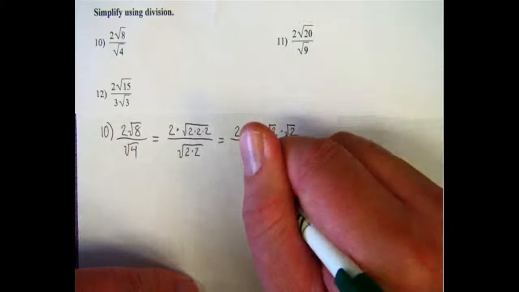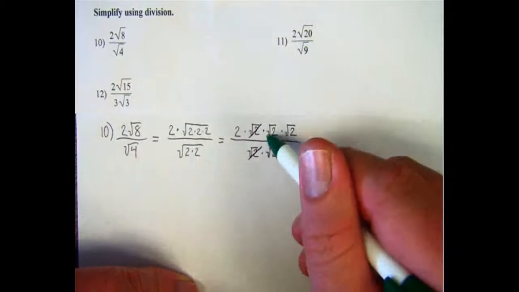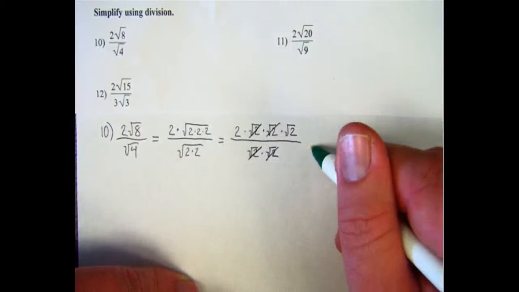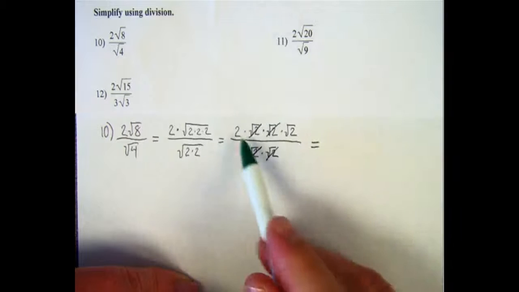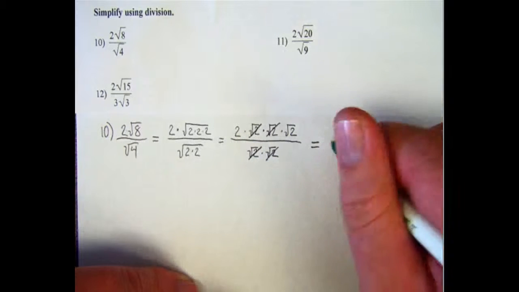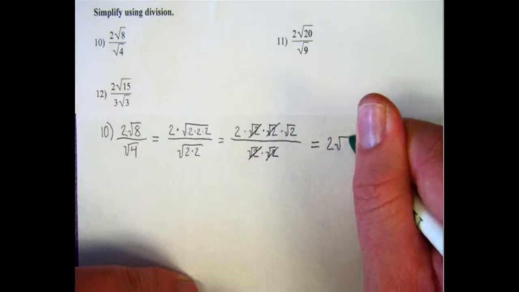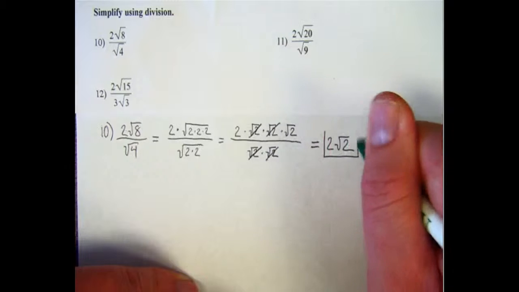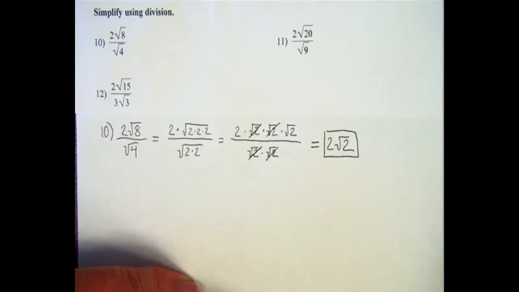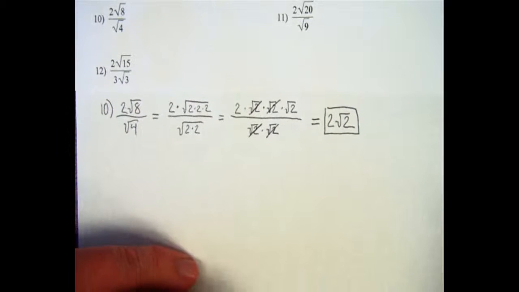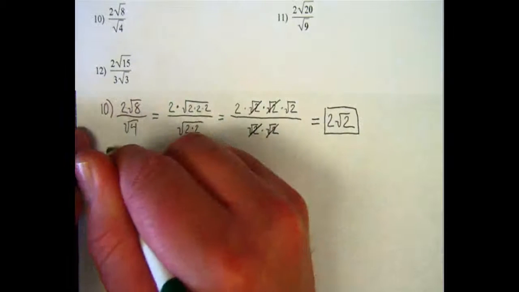So here we have a square root of 2 and a square root of 2, a square root of 2 and a square root of 2. Everything on the bottom disappears, which means I no longer have to write this as a fraction. I can just write what's on top, which is 2 times the square root of 2, and there is my simplified answer. So let's try this again on number 11.